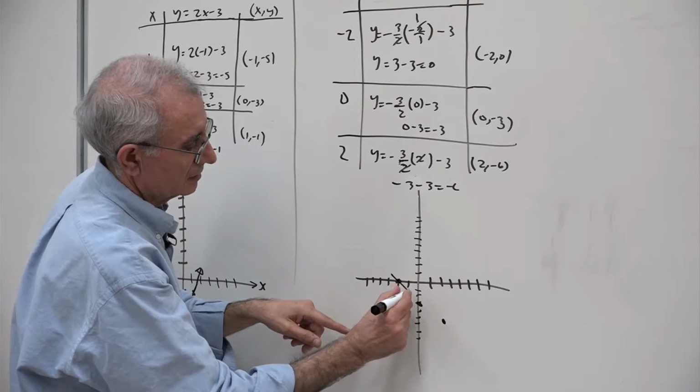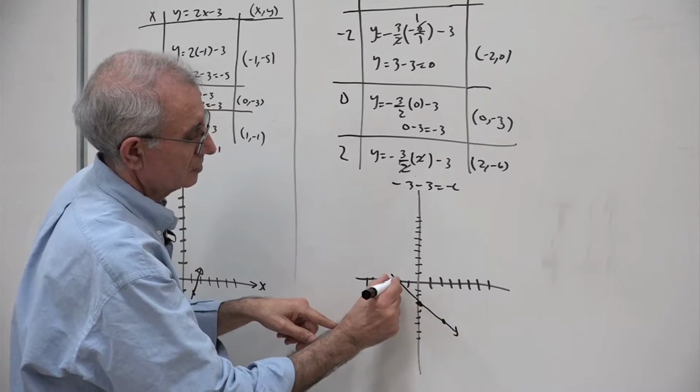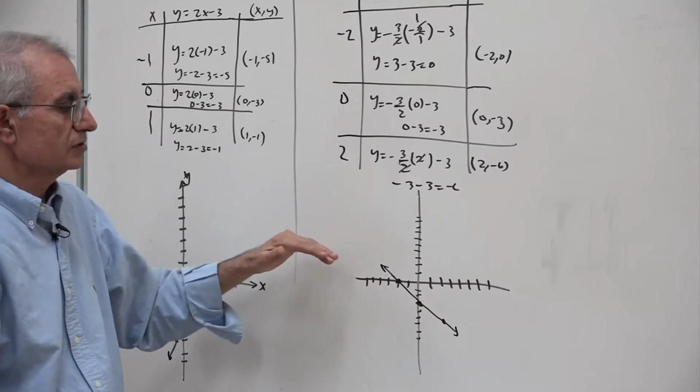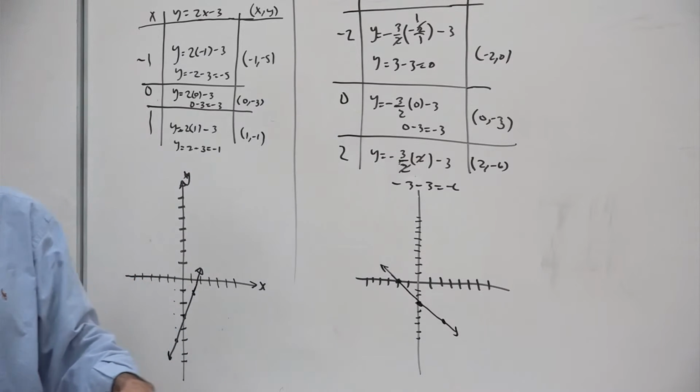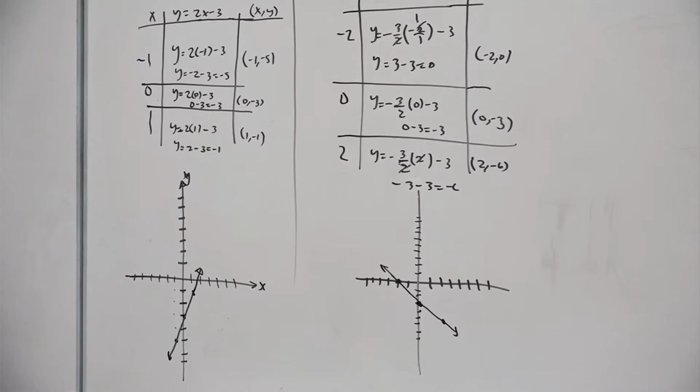And then I draw the line, and that will be the graph. Notice this graph, as I'm going from left to right, goes down. That means the slope is negative. So this is graphing a straight line.